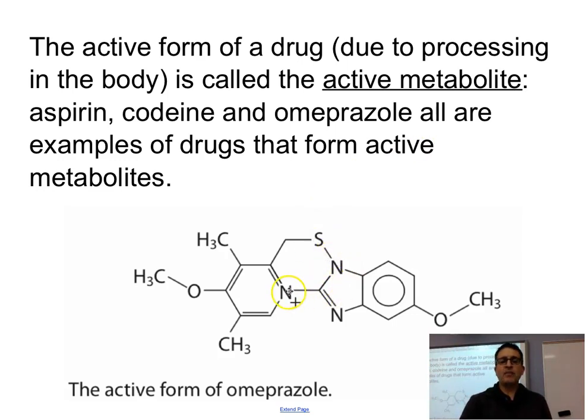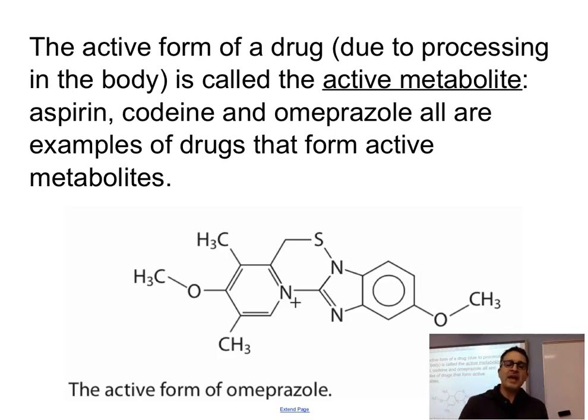We have a bond that forms between the nitrogen and this carbon over here. It actually requires the rotation of the molecule that we saw above, but you're not required to know this particular shape. You just need to know that they have an active metabolite, okay? Now, this happens because of the pH in the environment where omeprazole is acting.